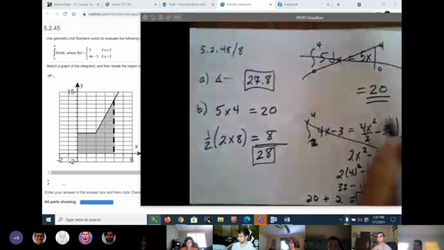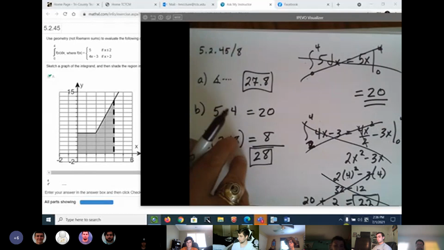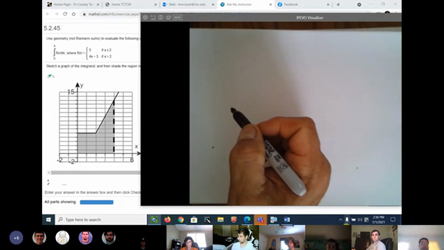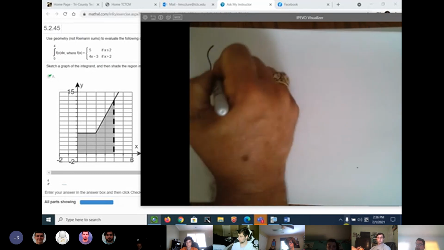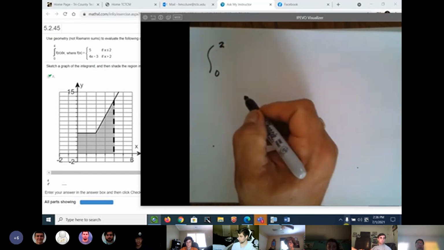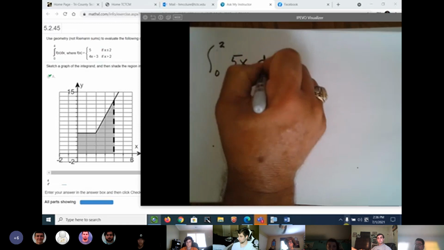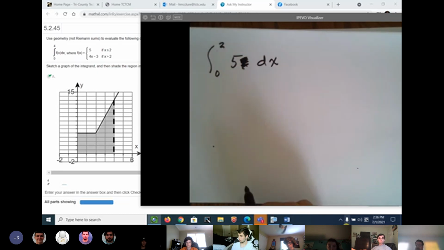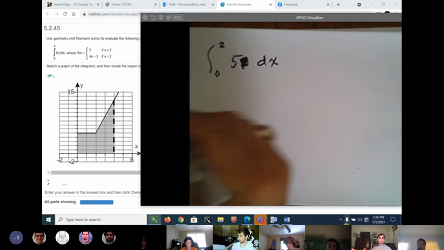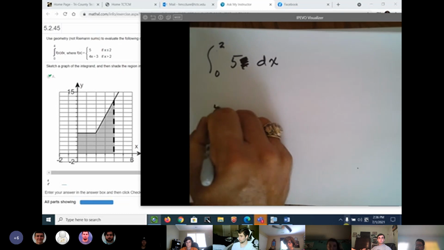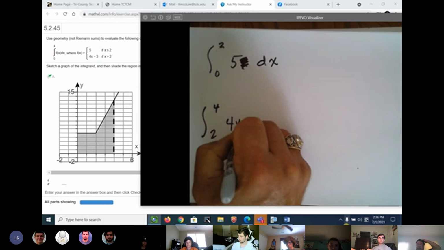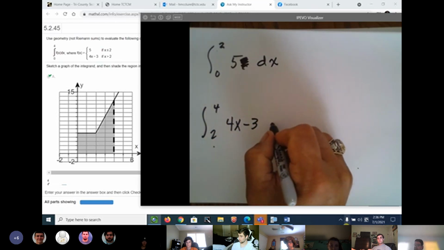I see I didn't read the graph right. Where does the rectangle go to? It goes from 0 to 2, the integral from 0 to 2 of 5 dx. See the straight line at 5? And then it goes up from 2 to 4, and what's that? 4x minus 3. I had my numbers mixed up, sorry.